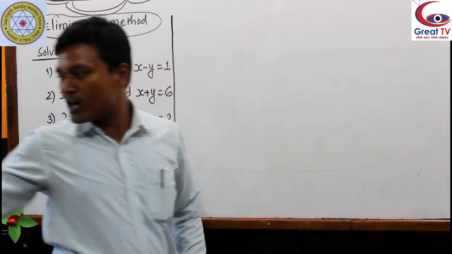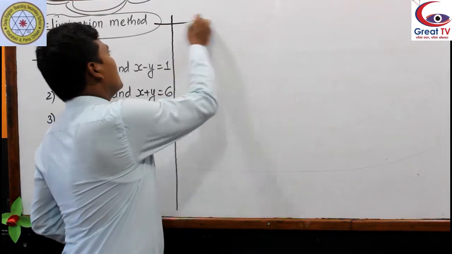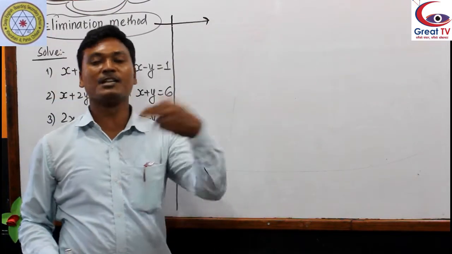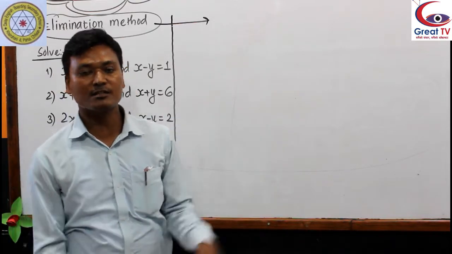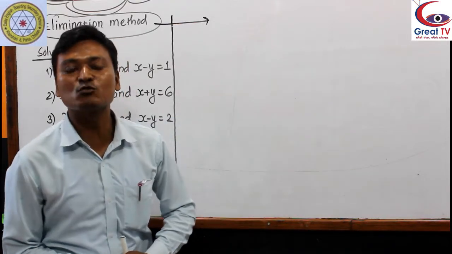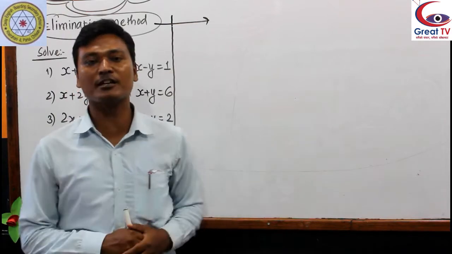Okay, before we touch one problem, today we are reading elimination method. Elimination means while solving two simultaneous equations, solving equation means we should get the value of variable used in the equation.